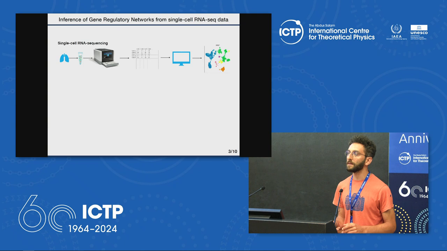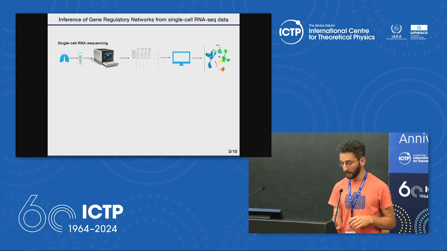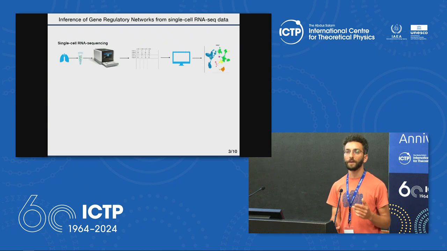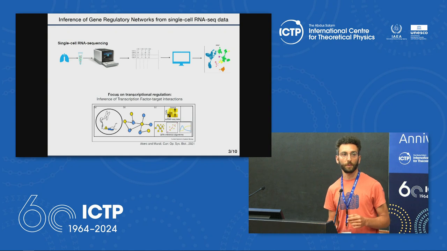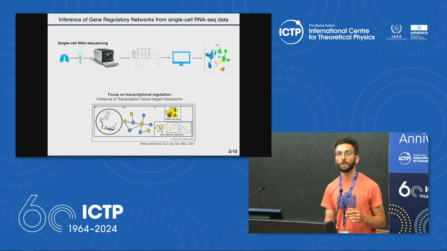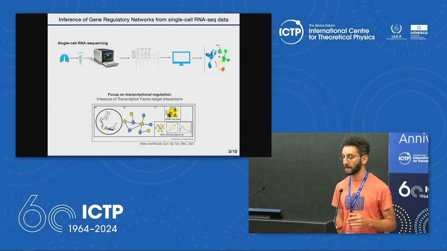In the last decade, it provided an unprecedented resolution of the cell type and subtype composition of many organs and tissues in different organisms. Beyond the identification of new cell types and subtypes, there has been a large focus on the inference of gene regulatory networks from this kind of data, but the focus so far has been only on transcriptional regulation. So, several statistical and machine learning methods have been developed to infer transcription factor target interactions from single-cell RNA-seq data.